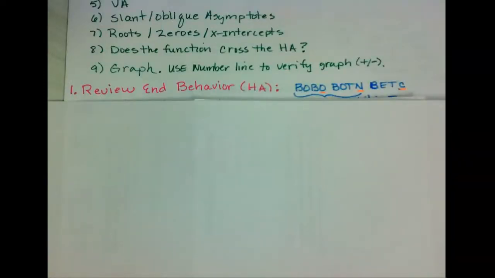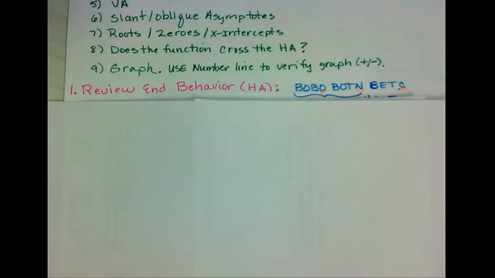So the first thing we're going to do is review some end behavior, which has to do with our horizontal asymptotes. Remember that when we study horizontal asymptotes, we're talking about long-term end behavior. So way, way out to the left, what's going on? Way, way out to the right, what's going on? We can sometimes cross a horizontal asymptote because it might pass across the horizontal asymptote and then finally level off toward the horizontal asymptote when you get way, way out there.